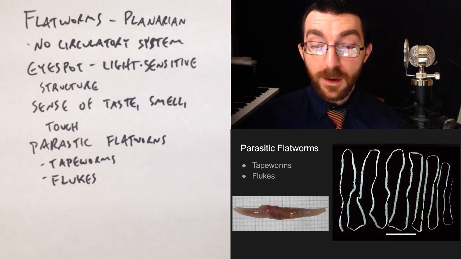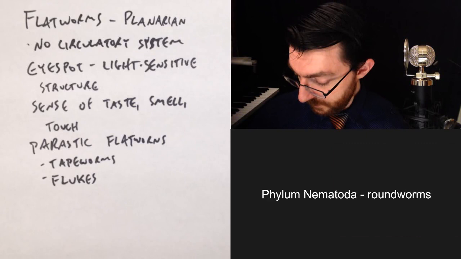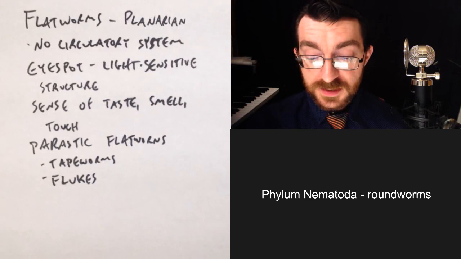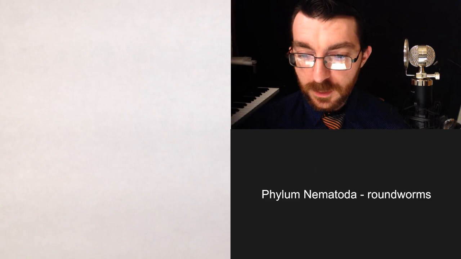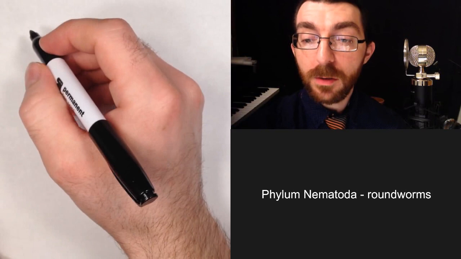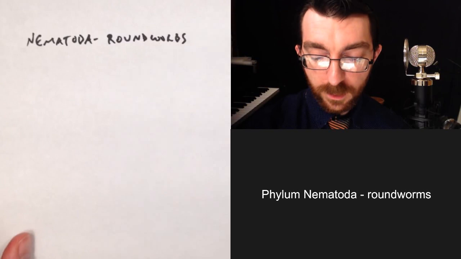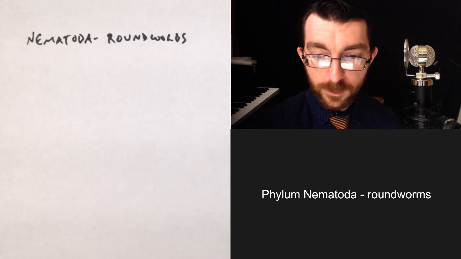Okay, let's move on. Because we are done with flatworms, we can move on to roundworms. So everything that you see on the screen here is all that I need you to know about flatworms. Let's go ahead and do roundworms. So roundworms is phylum Nematoda. So you might call them nematodes. I didn't even try to write the phylum name for flatworms because Platyhelminthes, nah, I don't even have room on my paper for that.